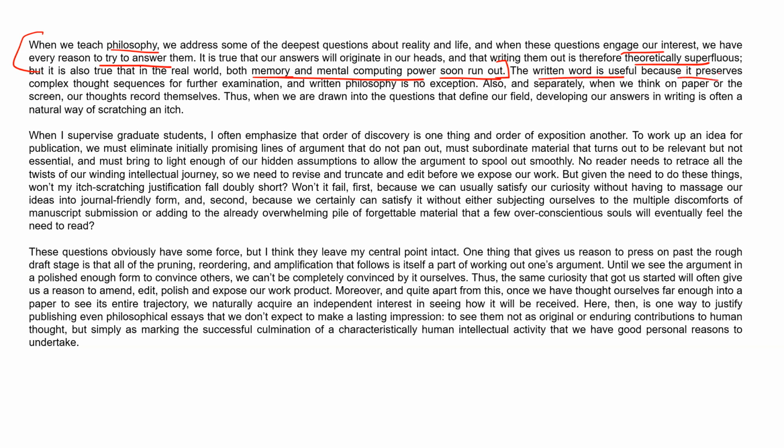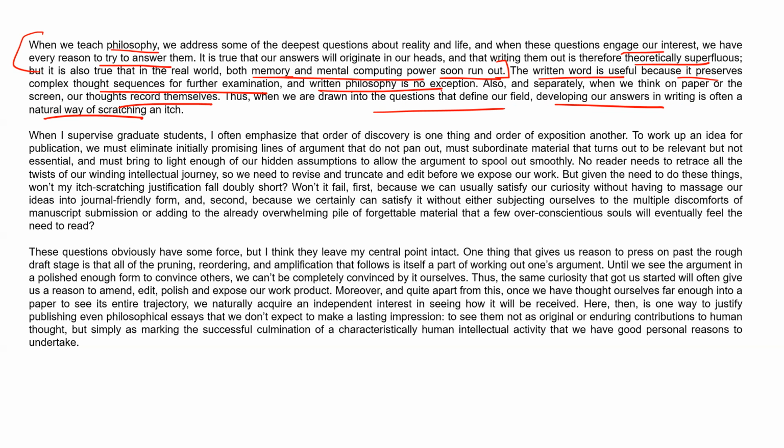Written word is useful because it preserves complex thought sequences for further examination. And written philosophy is no exception. Also and separately, when we think on paper or the screen, our thoughts record themselves. Thus, when we are drawn into the questions that define our field, developing our answers in writing is often a natural way of scratching an itch. So our thoughts, we preserve them for later if we write them.